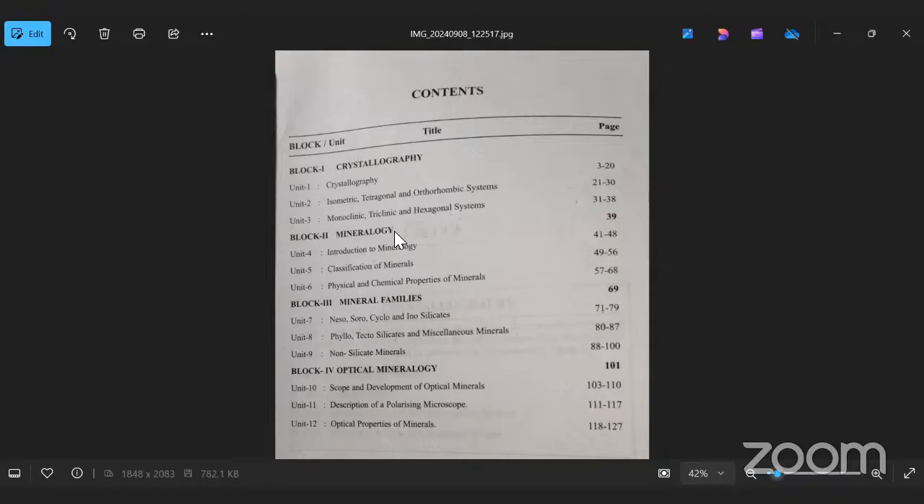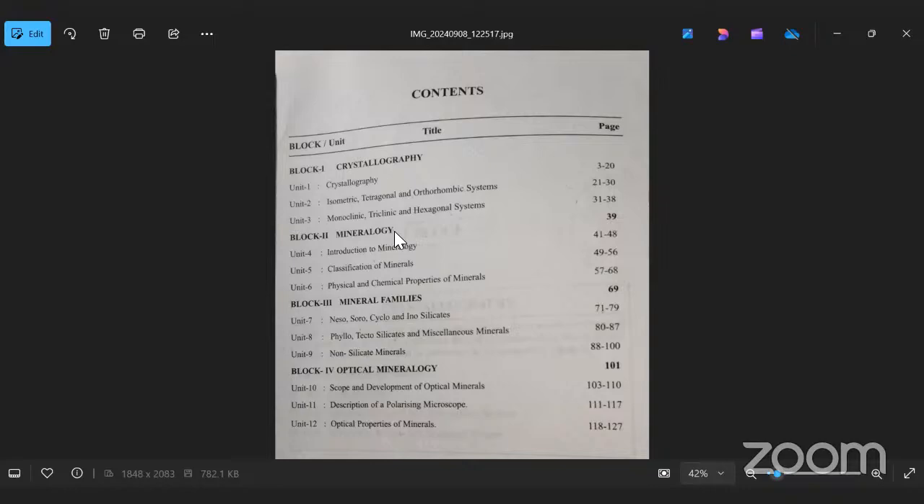And some of the non-silicate minerals we can also see, for example those formed in sedimentary formation, like the clay or organic structures, carbonate minerals, and phosphate minerals. We will study those here. And the final block is known as optical mineralogy.